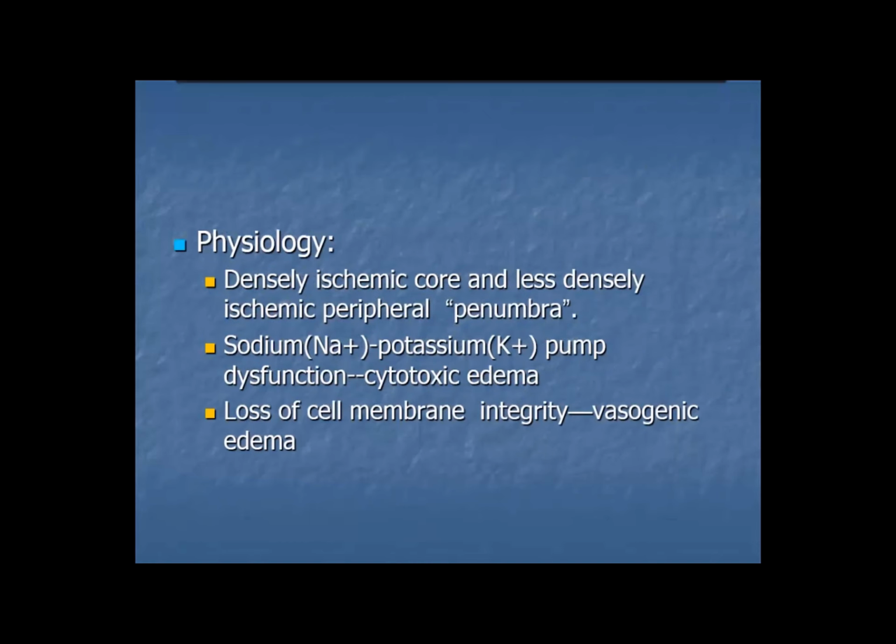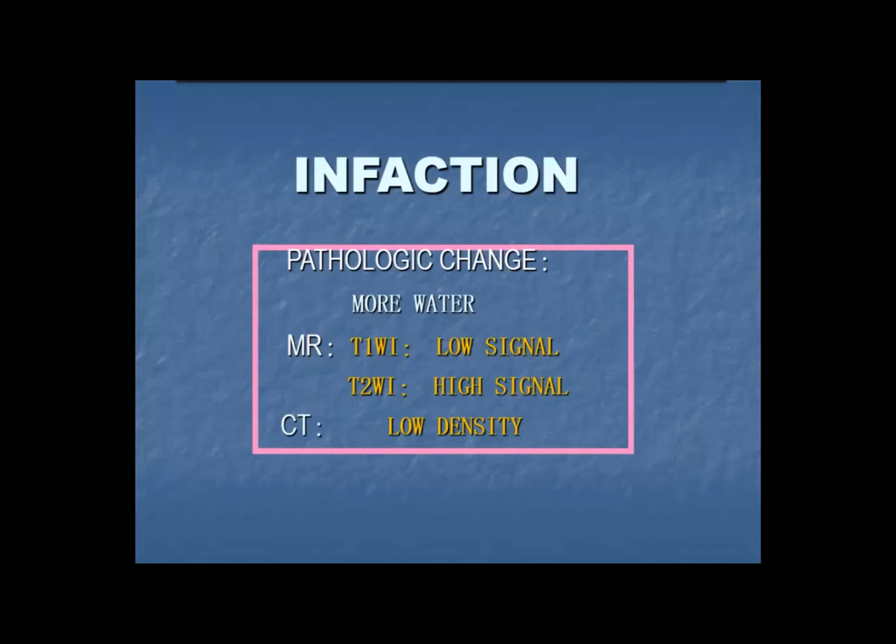The physiology: the dense ischemic core and less dense ischemic periphery is the penumbra. The sodium to potassium pump dysfunction causes the cytotoxic edema. The loss of cell membrane integrity is vasogenic edema. In the infarction, the pathological change is more water. On the T1 weighted image, it is low signal. On T2 weighted image, it is hyperintensity, and on the CT image it is low density.